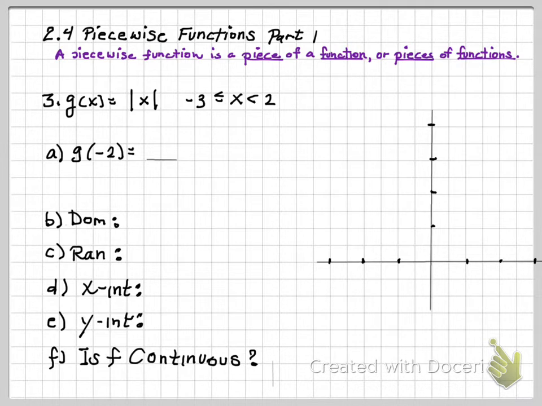If you're going to put in any values into this equation, let's say for instance 0, absolute value of 0 is 0. So let's get a point at 0, 0. If you put in a +1, you get a +1. So you've got a point at 1, 1. You put in a +2, you get a +2. So let's put a point at 2, 2.